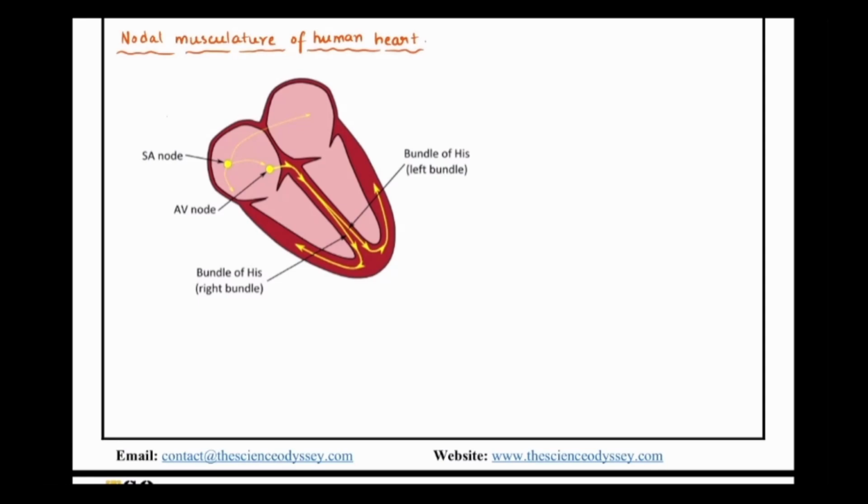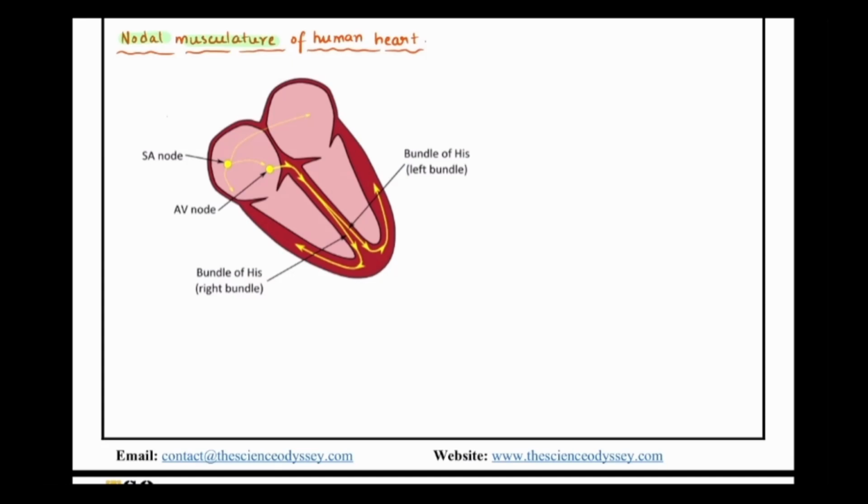Alright, so continuing with the anatomy of the human heart, we had already talked about the different chambers that are present in the human heart. So now we'll dive into something which is called the nodal musculature. So before that, let's recall a little bit.